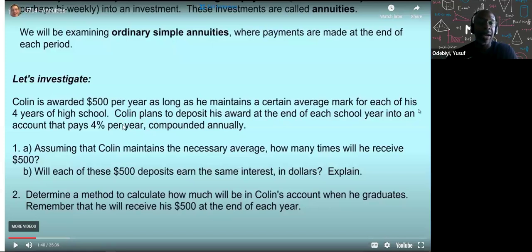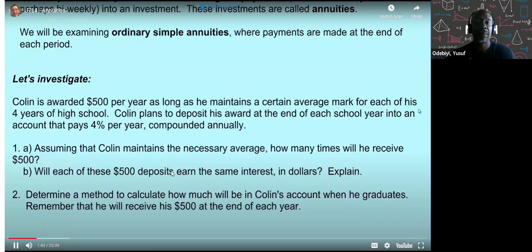But the account pays 4% per year. That means he's getting paid 4% on whatever's in the balance, but the balance is changing every year because every year he's putting another $500 in. So that changes things as far as how we do the calculation. Okay.